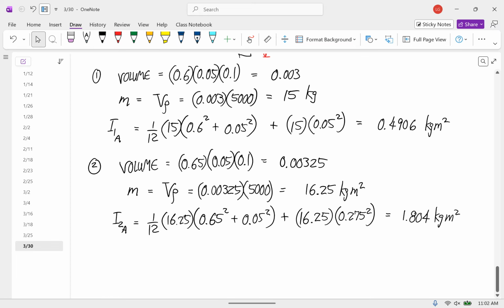Okay, so the total moment of inertia about A is the sum of the two. And so that is 2.295.